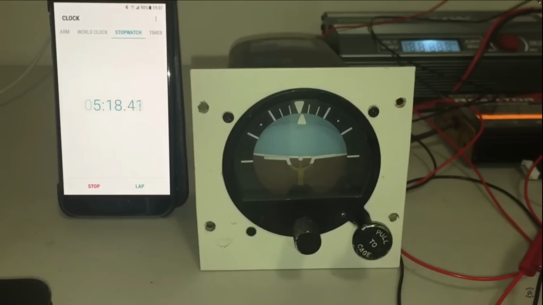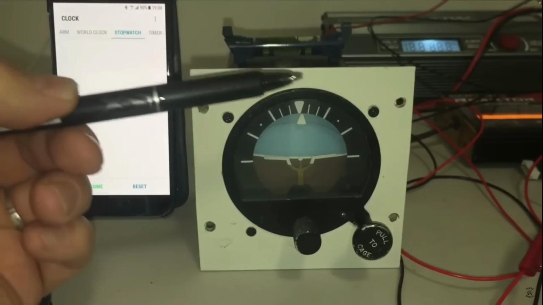So there you can see in just 5 minutes it has corrected itself back to the level attitude. So it's easily correcting 10 degrees in 8 minutes. It only has to correct 1 degree in 8 minutes.